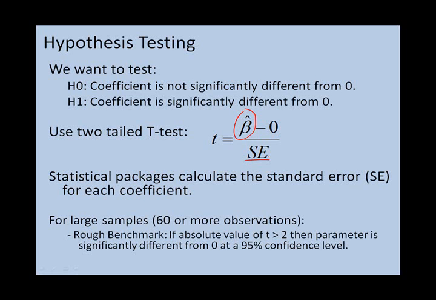And for large samples, if you've got 60 or more observations, there's a rough benchmark. If the absolute value of the t-statistic is greater than 2, then we would reject the null hypothesis that the coefficient is not significantly different from 0. We would say there is evidence that the coefficient is significantly different from 0 at a 95% confidence level.